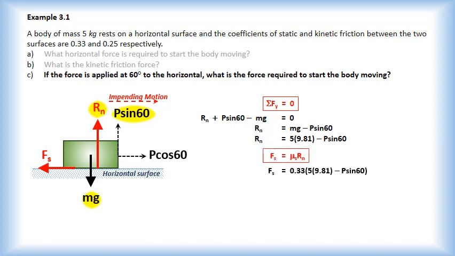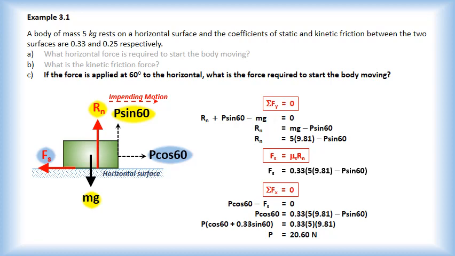Now proceed to get an expression for the static friction. And finally, we sum up the forces along the direction of motion and substitute the static friction into that equation and solve for P, which works out to 20.6.